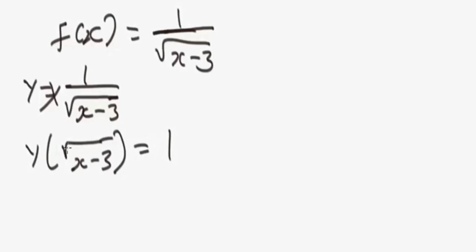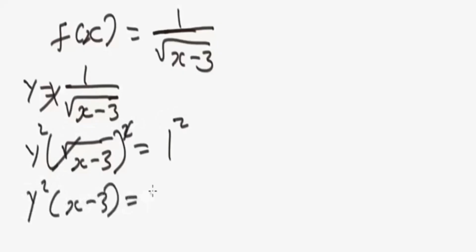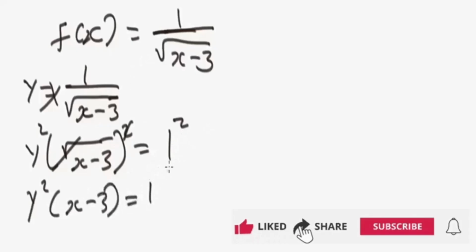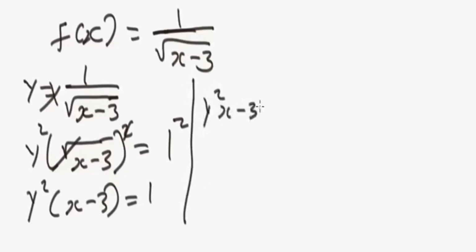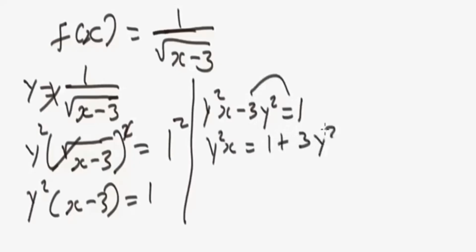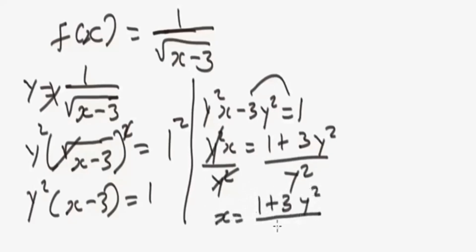equals 1. So to remove this square root, you square both sides. So this now cancels, and we're left with y squared times (x minus 3) equals 1 squared, which still gives us 1. When you simplify this, we're going to have y squared x minus 3y squared equals 1. Remember, we want to make x the subject of the formula. So first, y squared x equals 1 plus 3y squared. To make x the subject, divide both sides by y squared. So x equals (1 plus 3y squared) over y squared.